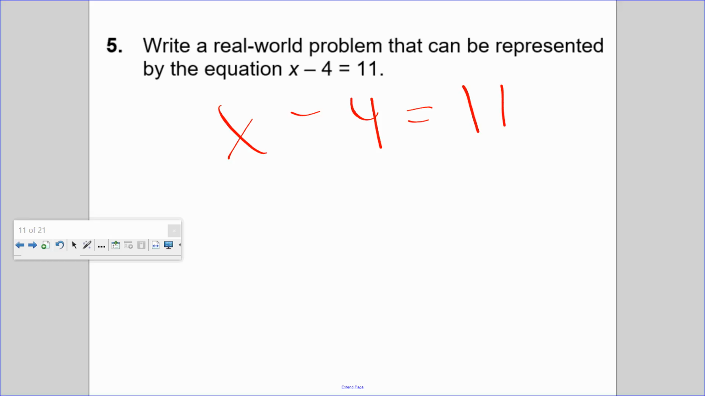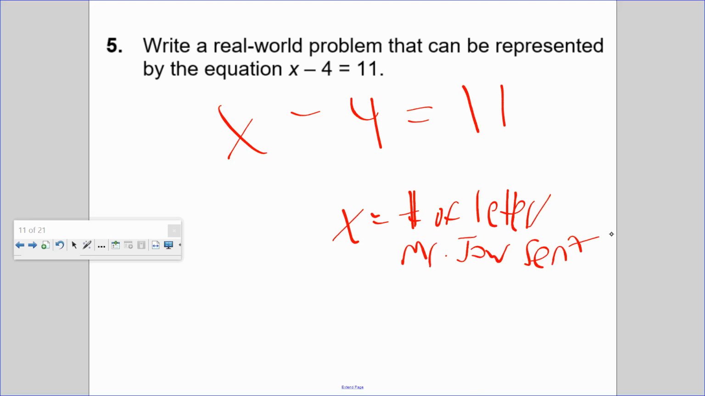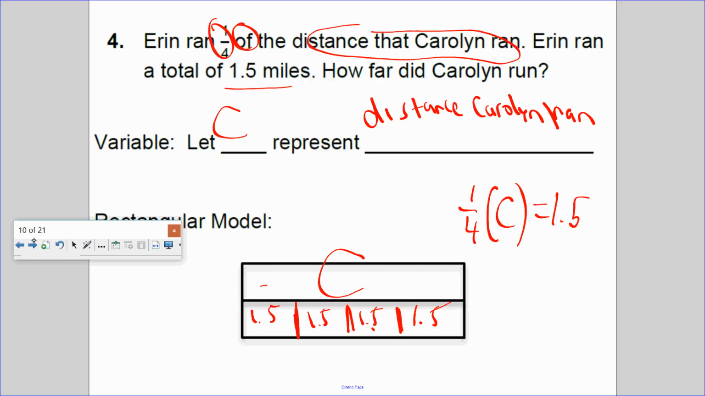So how many letters did Mr. Joe send? So that equals the number of letters Mr. Joe sent. I don't know how many letters I sent, and she read 4 of them. She has 11 letters more to read. Or you can say, how much is that? 4 of them. She still has 11 more letters.